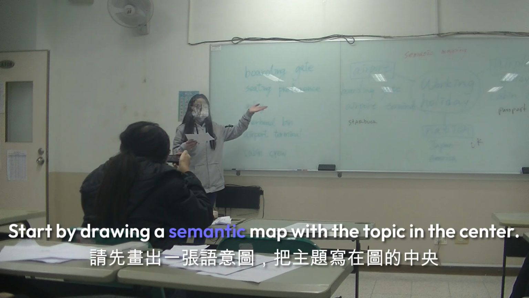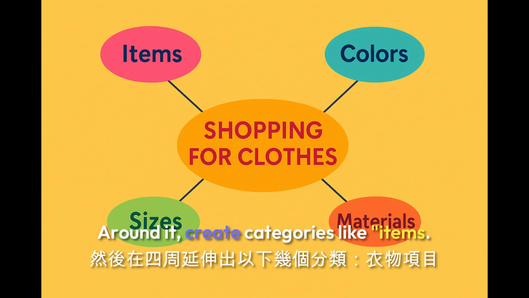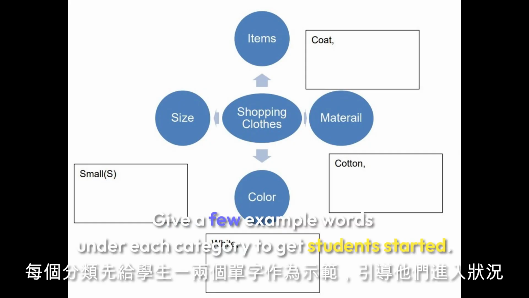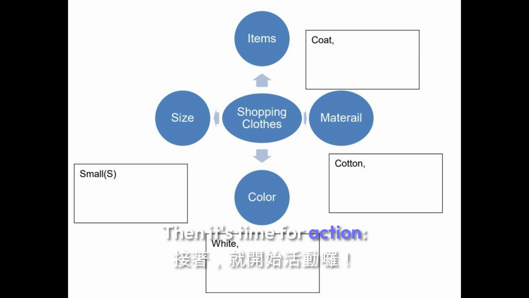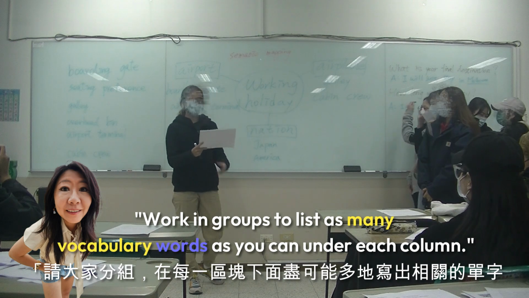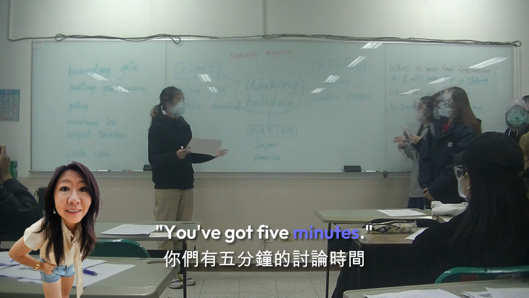Start by drawing a semantic map with the topic in the center. Around it, create categories like items, materials, colors, sizes. Give a few example words under each category to get students started. Then it's time for action. Work in groups to list as many vocabulary words as you can under each column. You have got 5 minutes.